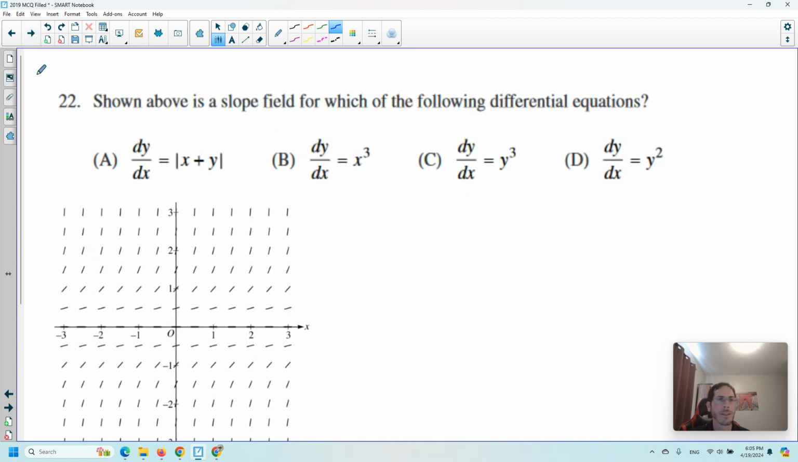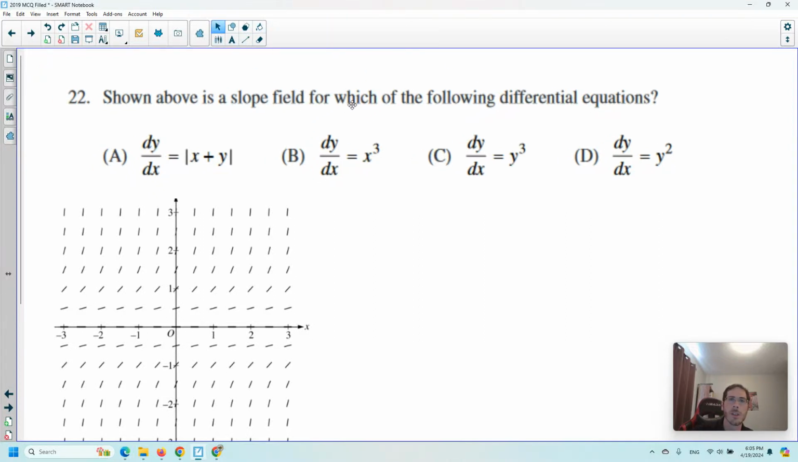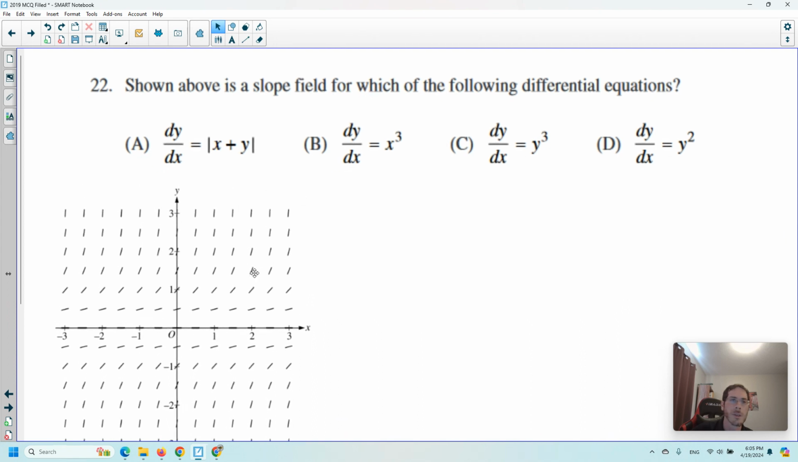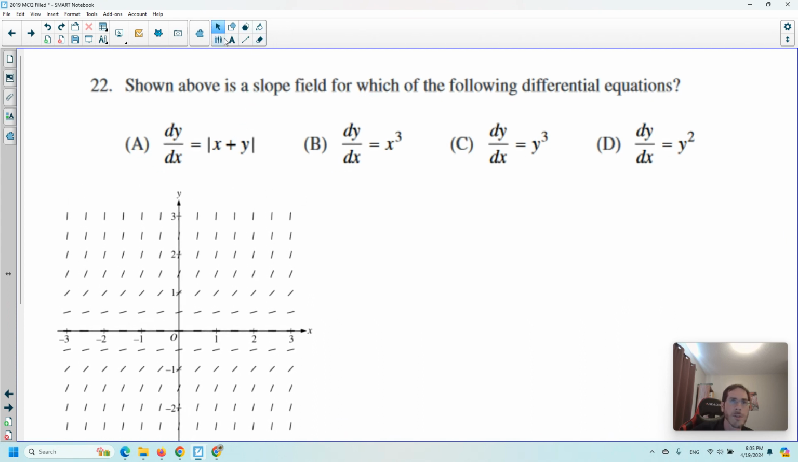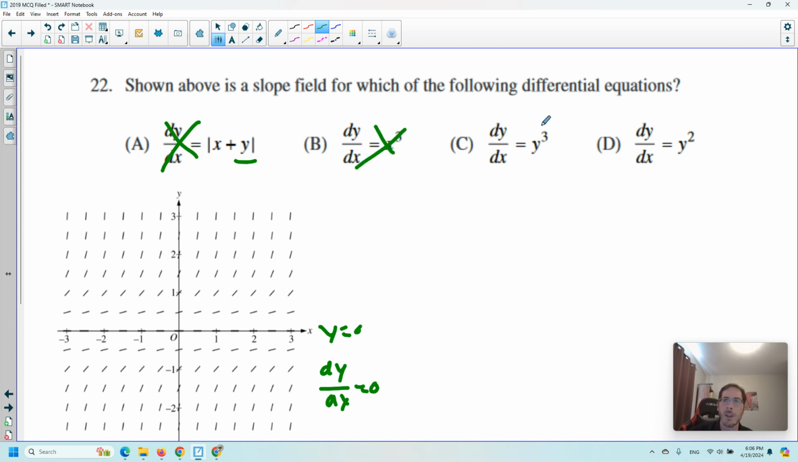22. Excellent, a slope field. So we have to find out this is a slope field for which of the differential equations. All right, so let's first see if there's anything suspicious going on, and there is. When y equals 0, dy/dx is 0. This is not always going to be 0 when y equals 0. This doesn't even have y in it, so we'll get rid of that. So we're between c and d.